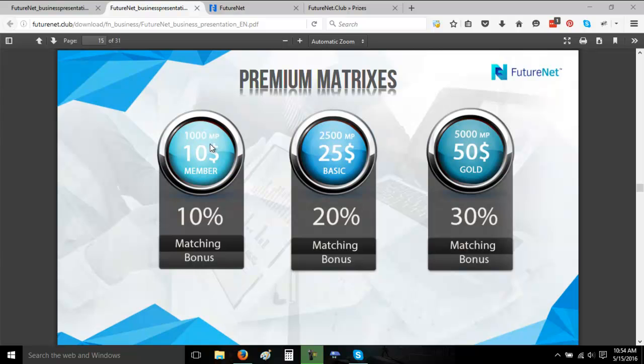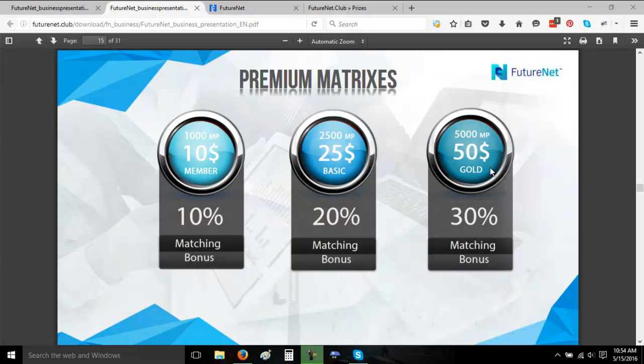So you have 1,000 media points on the first level, 2,500 media points on the second level, and 5,000 media points on the third level. And I'll show you later on what that means and why that's also very important. But at the $25 level, you'll get 20% of what you would make when you bring somebody in, plus you'll get the matching bonus, so 20% of what they make as well.